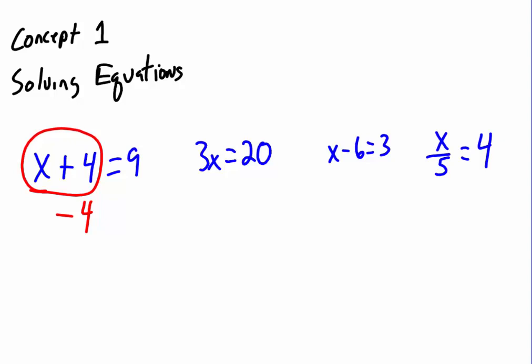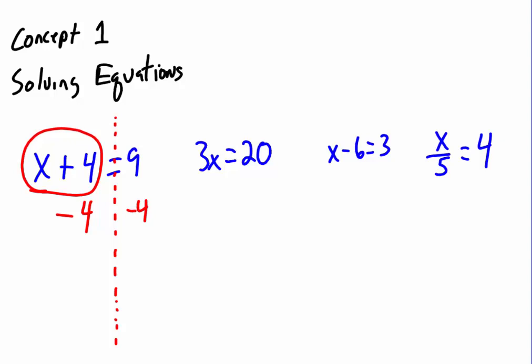But this is another place where people get confused. What do you mean by the other side? Well, where this equal sign is, if I put a little line that goes down like that, one side of the line is one side of the equation, the other side of the line is the other side. So if I do a minus 4 over on the left-hand side, I got to do a minus 4 over here on the right-hand side.